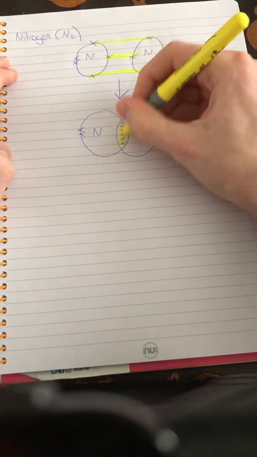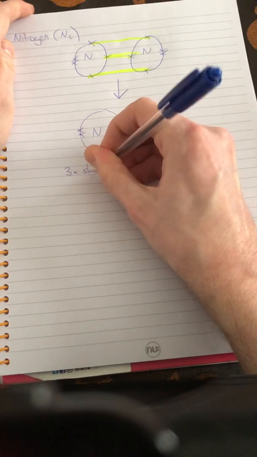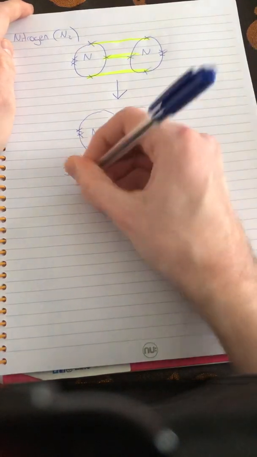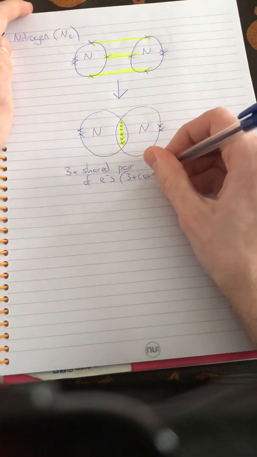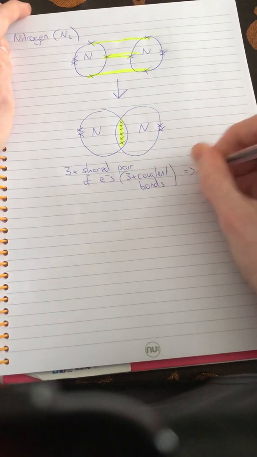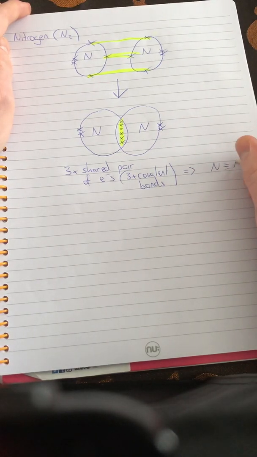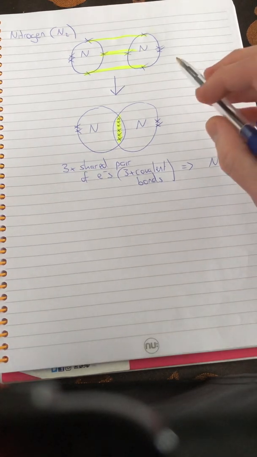Because we have 3 shared pair of electrons, that means we're going to have 3 covalent bonds. And if we draw nitrogen, nitrogen would look like that. Nitrogen has a triple covalent bond. And that is tricky. It's difficult. So get this in, take it in, see if it makes sense.